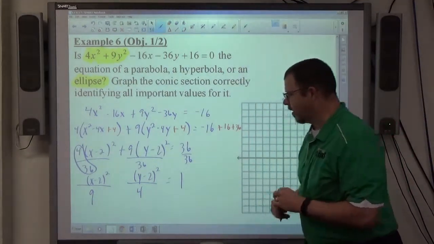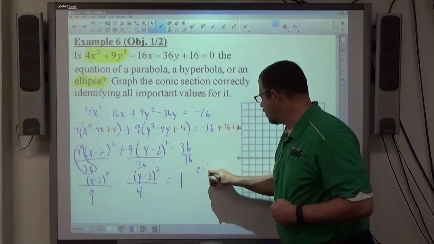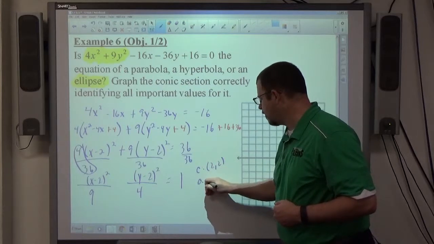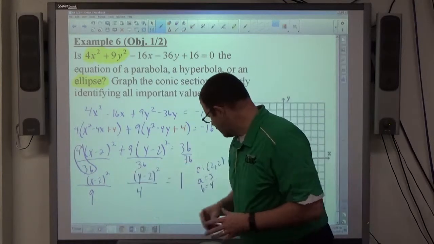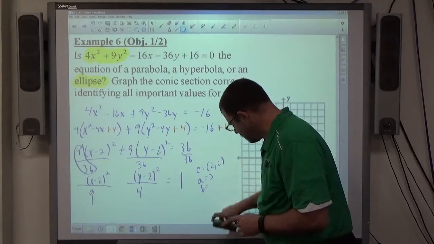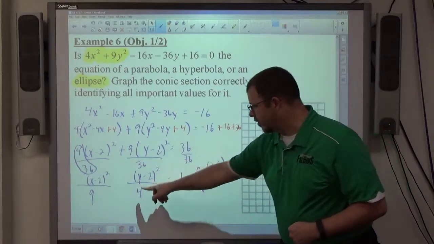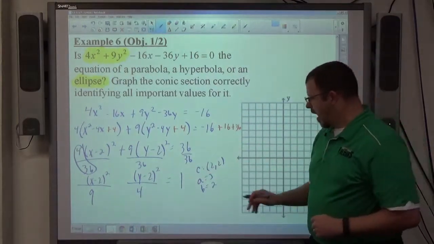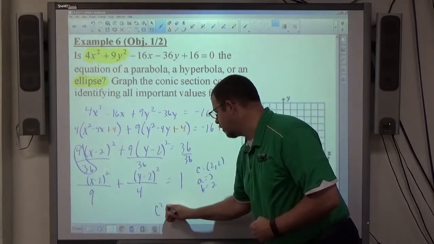Once I've got my standard form created, that establishes the center, and a, b, and c allow me to find the vertices and the focal points. I know my center in this case is (2, 2). A squared is 9, the square root of 9 is 3, so a is 3. B squared is 4, the square root of 4 is 2, so b is 2. And then c squared is the difference of these, so c squared is equal to 5.